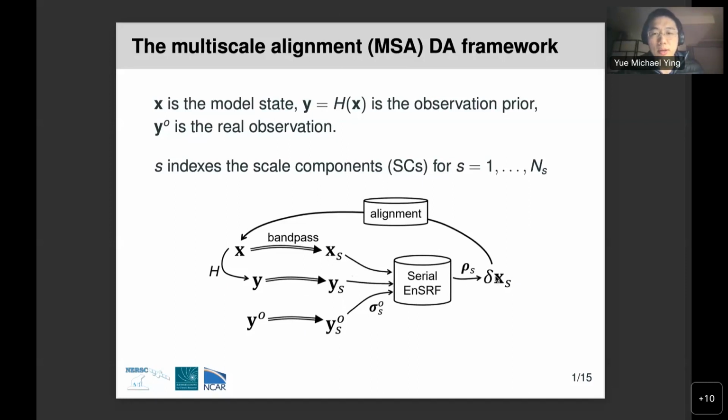Now we have this analysis increment for one of the scale components, and now we can do a little bit of alignment technique to figure out the position errors from this component, and then add the analysis increment and position increment to the prior state. Now we have iteratively corrected the prior intermediate steps, and you will use this as a new prior for the second scale component, and so on and so forth.